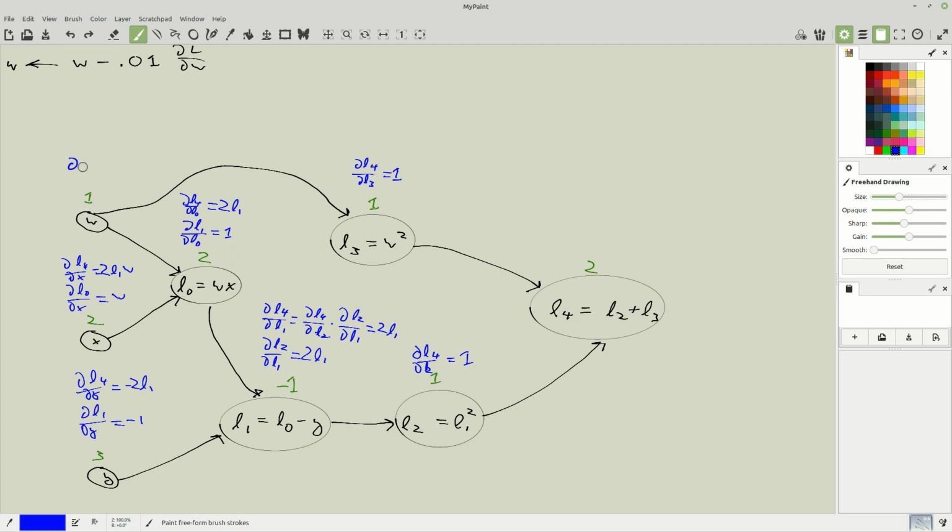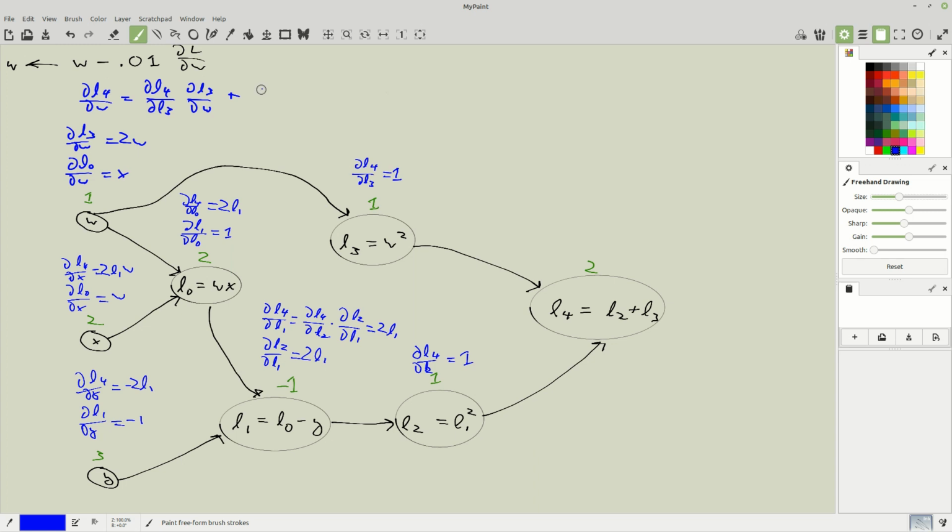So what these guys are going to push back: I'm going to get the partial derivative of L0 with respect to W, that's x, and the partial derivative of L3 with respect to W, that is 2W. So then the question becomes, what's the partial derivative of L4 with respect to W? And it's going to be the sum here. It's going to be the partial derivative of L4 with respect to L3 times the partial derivative of L3 with respect to W. So that's what I get coming back along this path.